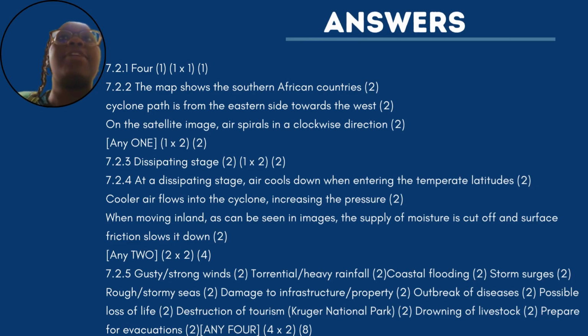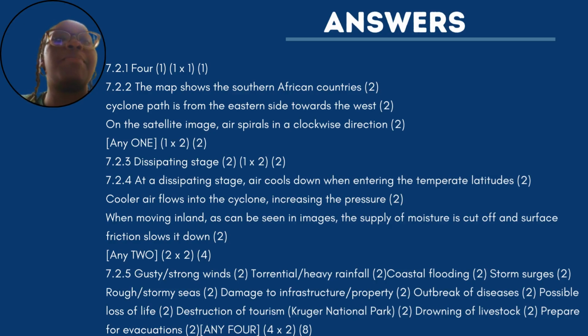And then it says, give evidence from a satellite photo that it's a tropical cyclone in the southern hemisphere. So the map shows southern African countries. This is 2 marks, so you can choose any of this. The cyclone path is from the eastern side to the west side. So that's the direction in the southern hemisphere. And then also you can see that the A is moving in a clockwise direction. So those are 3 things that tell us that it's a southern hemisphere map or cyclone.